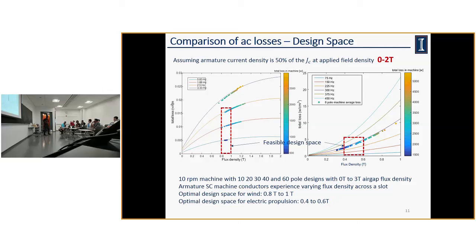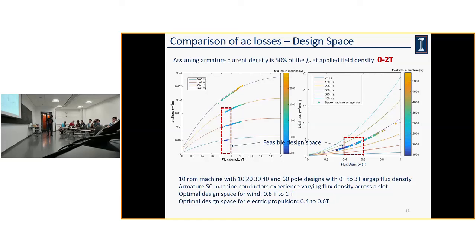But if you could help me understand the plot on the left, because I apologize for poor eyesight, I can't really see. Can you explain what those curves are? I understand, are those different pole pairs or what? Yeah, these are different pole pairs. So this one is from 10, 20, 30, 40 pole pairs.